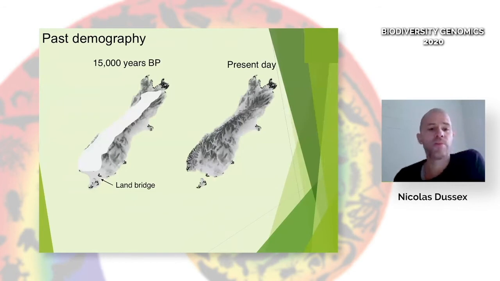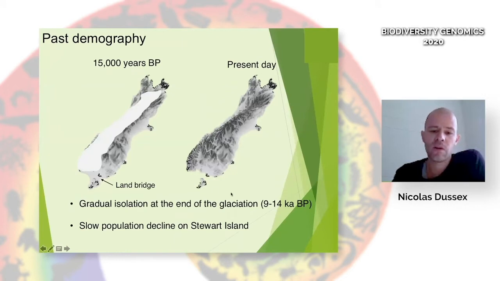First, we reconstructed the past demography, and what we found is that as Stewart Island became isolated from the mainland some 50,000 years ago after sea level rose, this population became gradually isolated, and we could estimate this divergence dating back to 9 to 14,000 years before present. So we have here a situation of a gradual isolation from the mainland and slow population decline on Stewart Island.